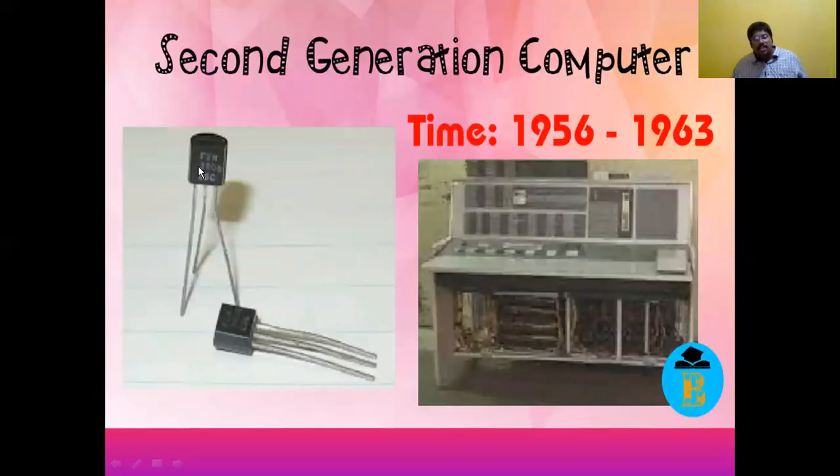So this is one type of transistor, not your BJT, but this is one type of transistor. As I have told, a transistor is a 3-terminal device. Here you can see 3 terminals.